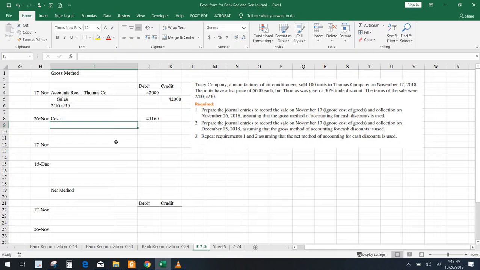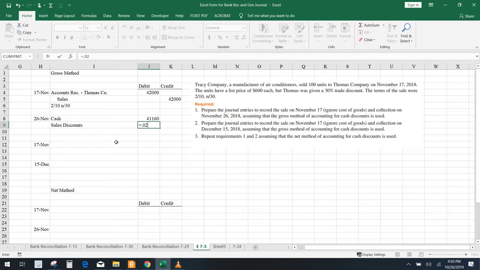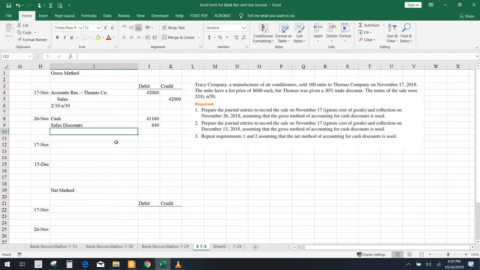And then we're going to have to debit sales discount, and that's equal to 2% multiplied by 42,000, and then credit accounts receivable, Thomas Company, because they paid off in full. All right.